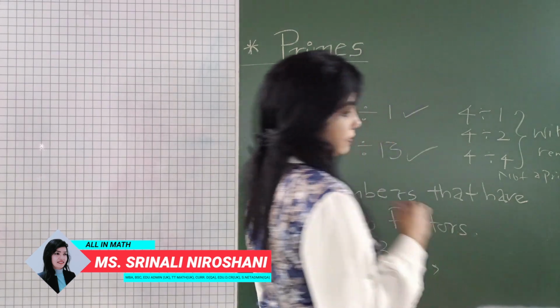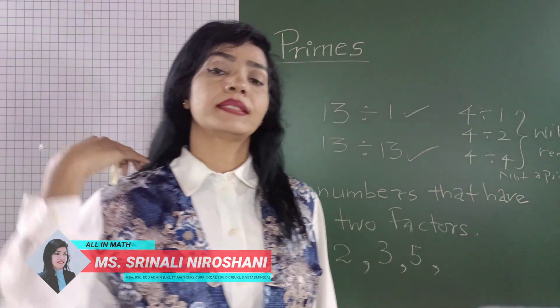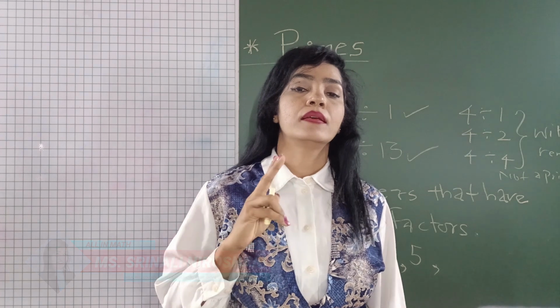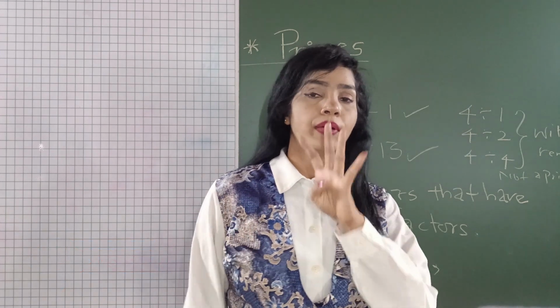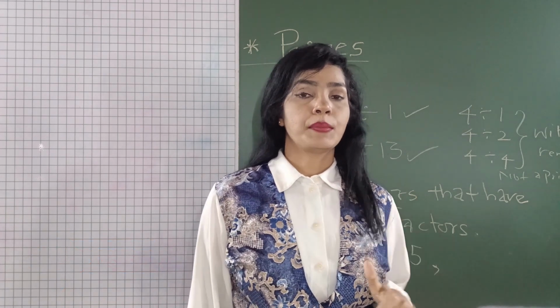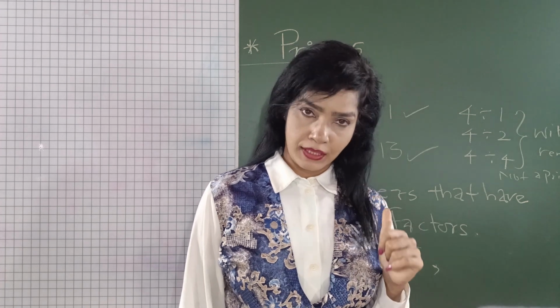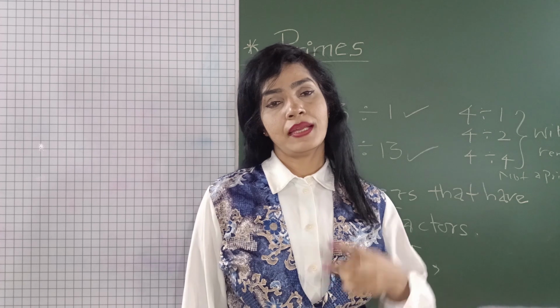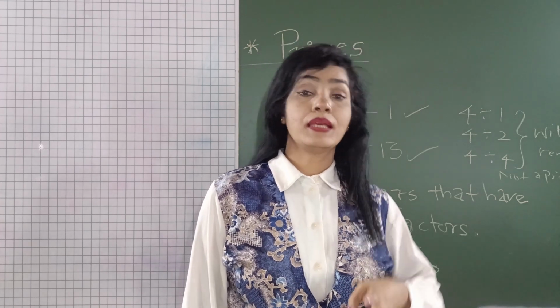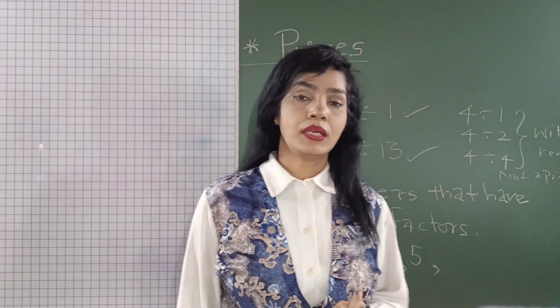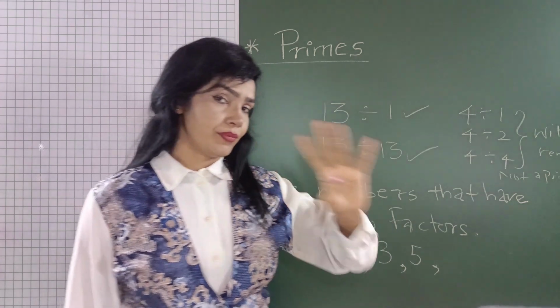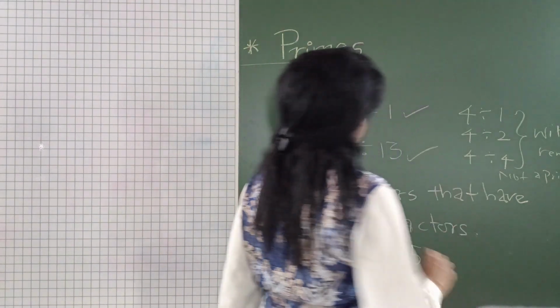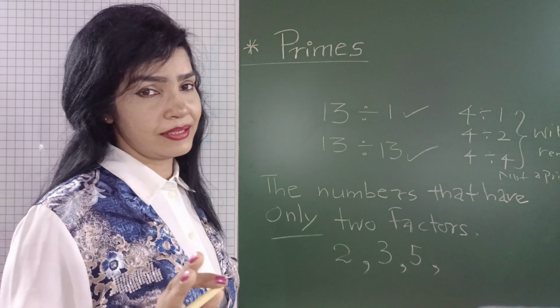How about 6? 6 has four factors: 1 and 2 and 3 and 6. 6 can be divided by 1 without any remainder. 6 can be divided by 2 without any remainder. 6 can be divided by 3 as well as 6 without any remainder. So there are 4 factors in 6. So 6 is not at all a prime number.